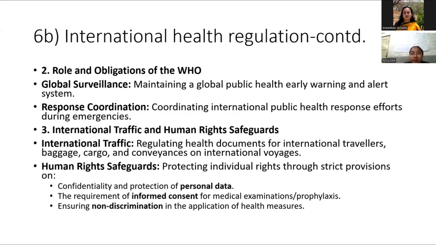Second is the role and obligation of the WHO, that is global surveillance and response coordination. The third is international traffic and human rights safeguards. International traffic: regulating health documents for international travelers, baggage, cargo and conveyance on international voyages. Human rights safeguards: confidentiality and protection of personal data, the requirement of informed consent for medical examinations and prophylaxis, ensuring non-discrimination in the application of health measures. So for 5 points, 5 marks, you have to write this much for International Health Regulation.